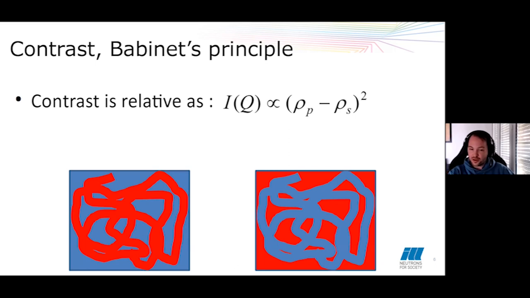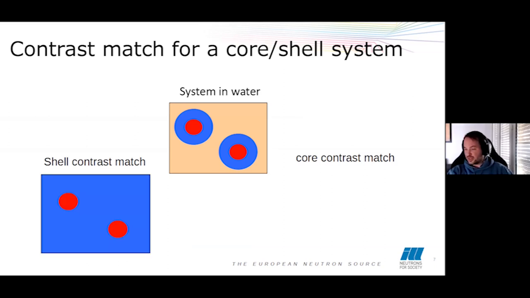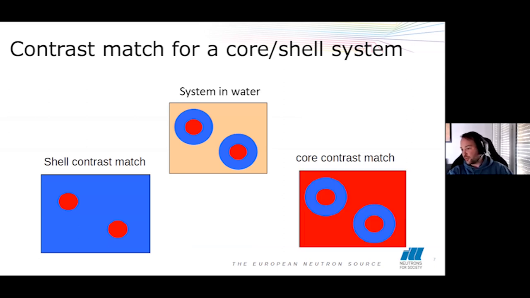What this can bring us is in case we're looking at more complex systems, like a core-shell system where we might not have the same thing in the core as in the shell. Like we see here, a red core, a blue shell, in normal water. If we just looked at the information from here, we'd have overlapping information, a very complex signal to see. But then we can separate it in multiple parts: once we match the contrast with the shell, the only thing we see is the core, and in another one we do the other part. And then we have information on the core and the shell, which are two different things.